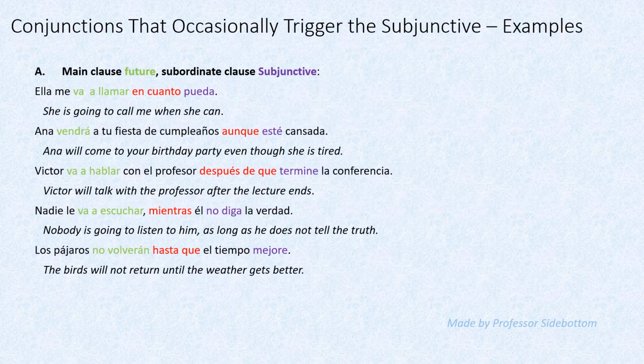Here we have some examples with conjunctions that occasionally trigger the subjunctive. In these examples, we have the future tense in the main clause, which triggers the subjunctive in the subordinate clause. Ella me va a llamar en cuanto pueda. Ana vendrá a tu fiesta de cumpleaños aunque esté cansada. Víctor va a hablar con el profesor después de que termine la conferencia. Nadie le va a escuchar mientras él no diga la verdad. Los pájaros no volverán hasta que el tiempo mejore.